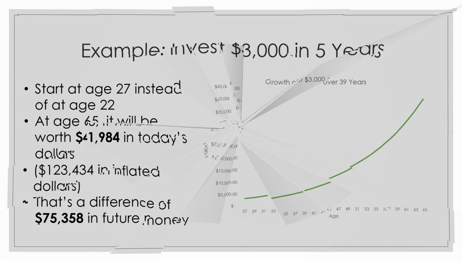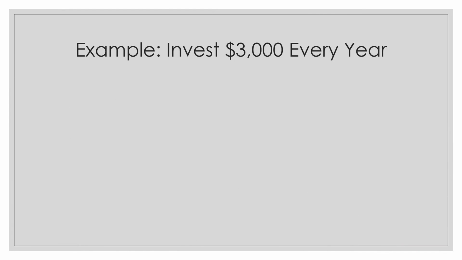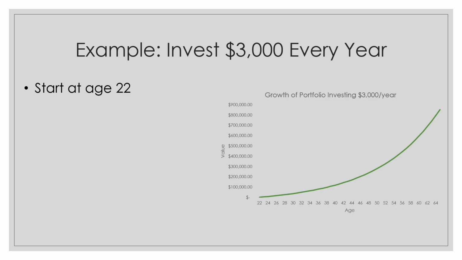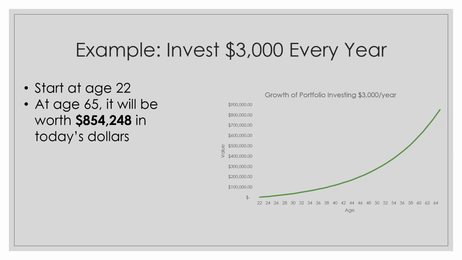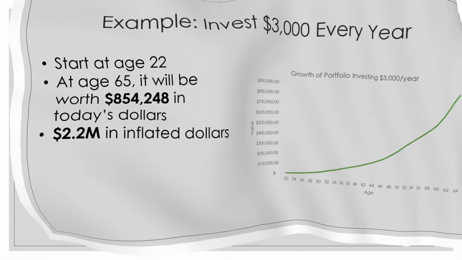Now let's say that you start at age 22, but instead of investing $3,000 and not looking at it until you're 65, let's say that you invest $3,000 every year until you're 65. This grows into about $850,000, or about 2.2 million in inflated dollars. Not bad for $3,000 a year.